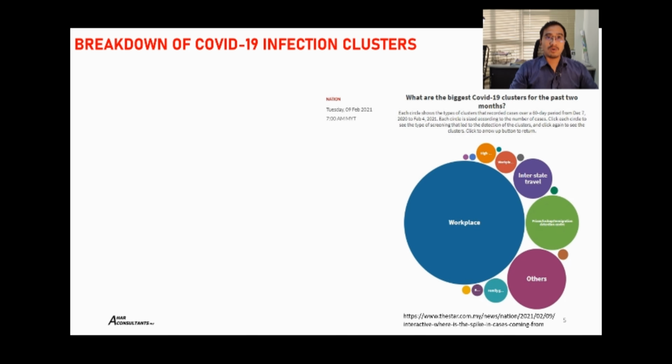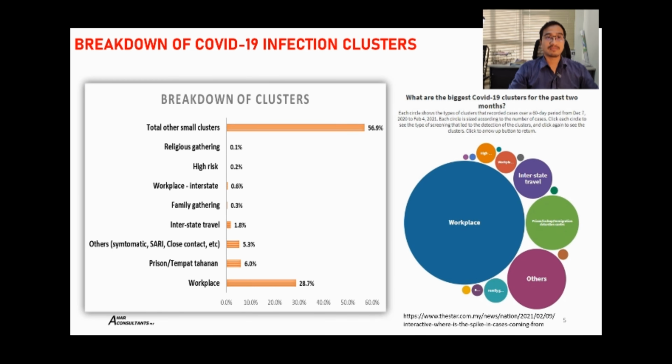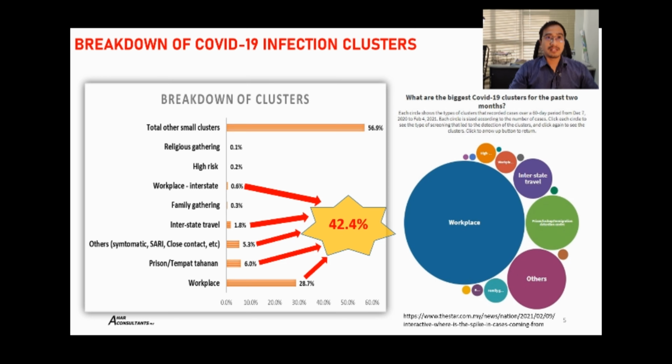The image on the right, also called a circular tree map, shows the hierarchy of clusters that have been contributing to the growing numbers of COVID-19 cases. The bigger the circle, the higher the group contribution to the number of COVID-19 cases. The biggest circle is the workplace. The bar chart indicates that the 3 largest clusters are from workplace by 28%, prison and detention center 6%, and interstate travel 1.8%. These clusters contribute to almost 42% or 65,000 of all cases.